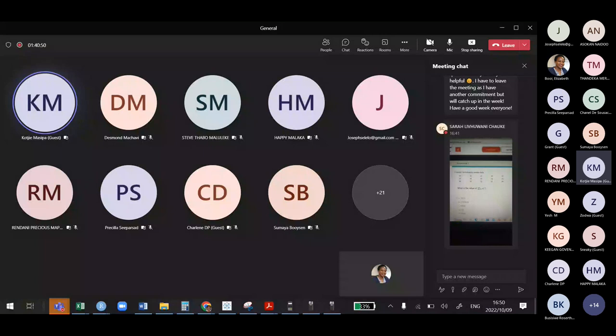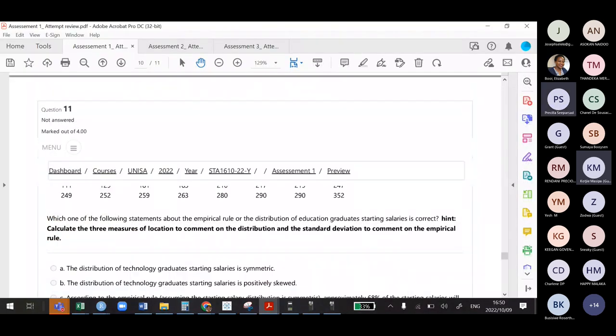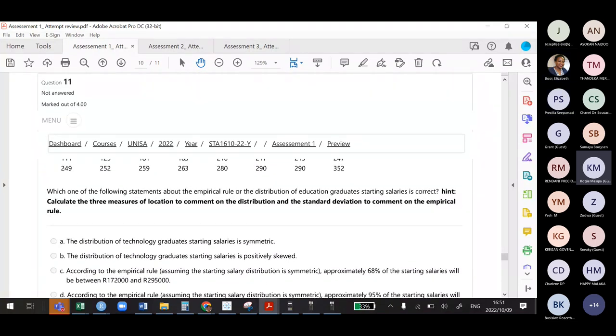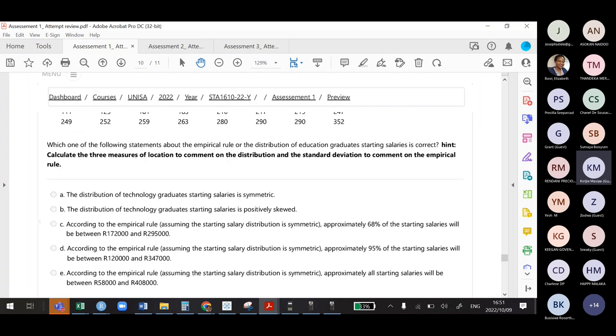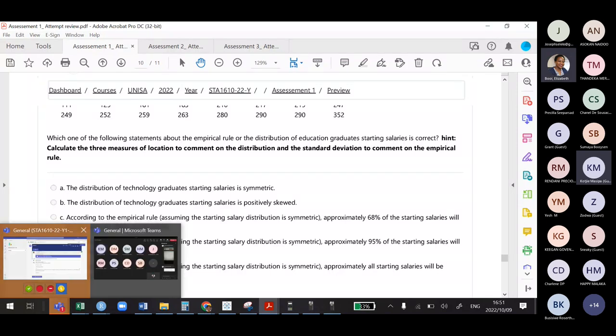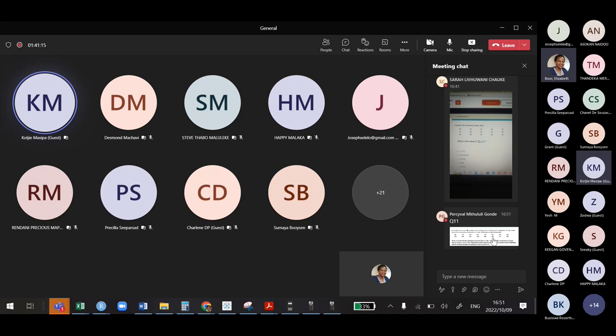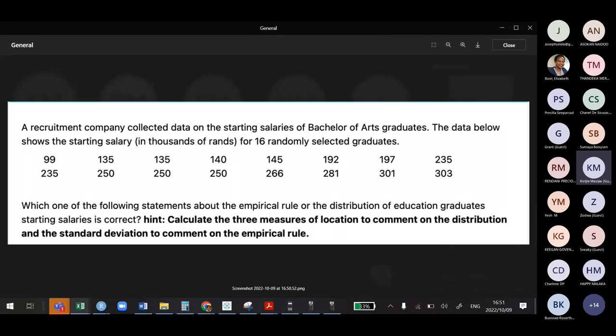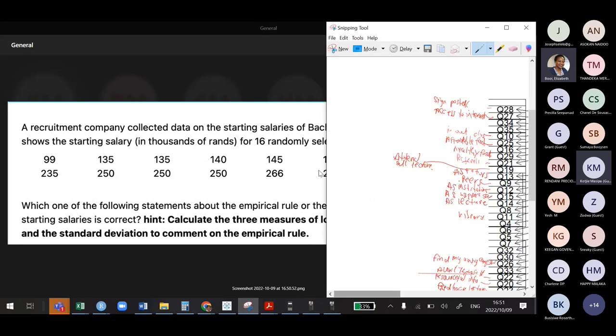For question 11, the data set to help us answer question 11. Don't post it on WhatsApp because I'm not going to go on to WhatsApp because I'm sharing my entire screen. Just post it on the chat. Oh, thank you. Someone already did. Just give me some chance because then I need to.